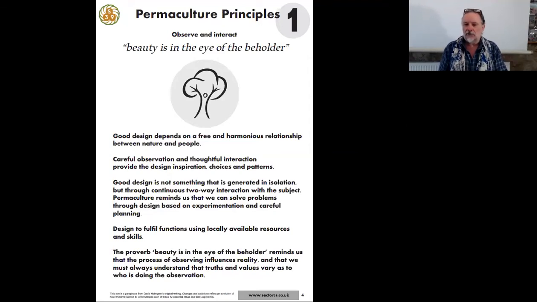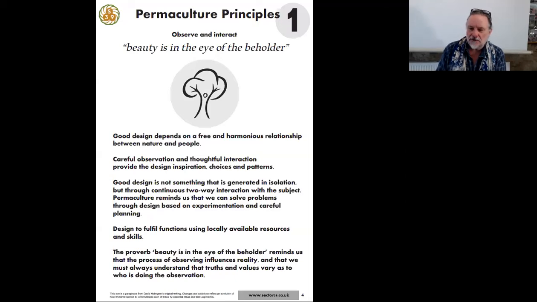So good design depends on a free and harmonious relationship between nature and people. Careful observation and thoughtful interaction provide the design inspiration, choices, and patterns. Good design is not something that is generated in isolation, but through continuous two-way interaction with the subject. So again, we're going to try and really get us to think about things in a constant, re-evaluated way. Permaculture reminds us that we can solve problems through design based on experimentation and careful planning. So we can experiment and plan, turn that cow manure into some beautiful compost, crumbly, fertile soil that's going to feed us.